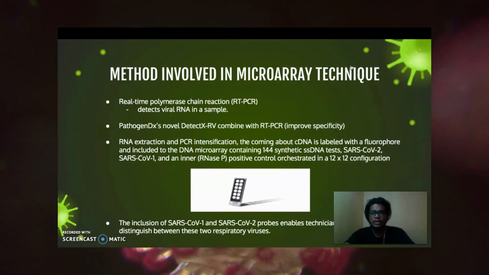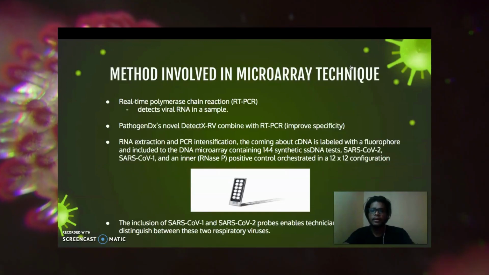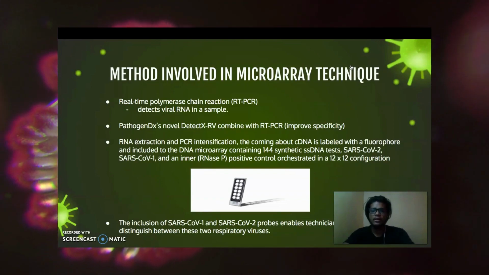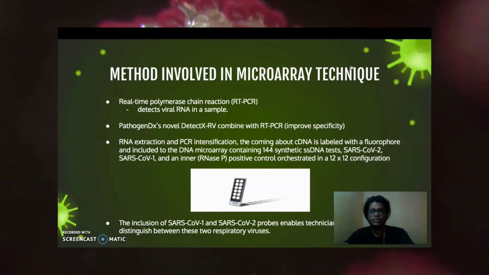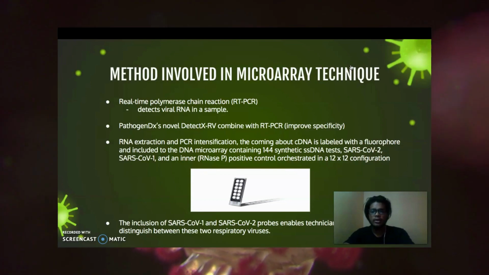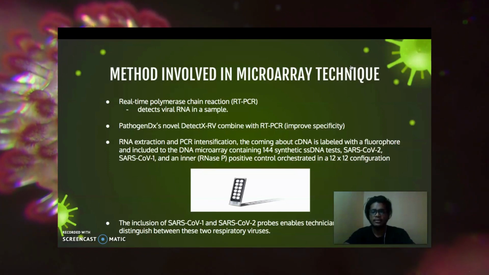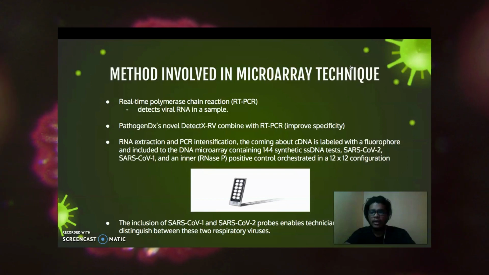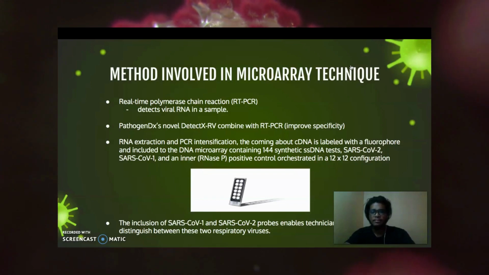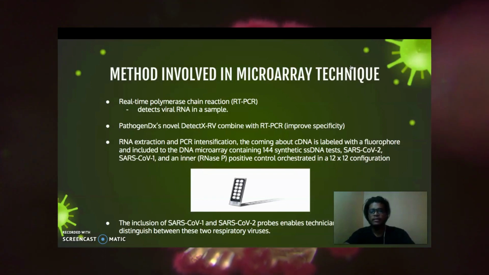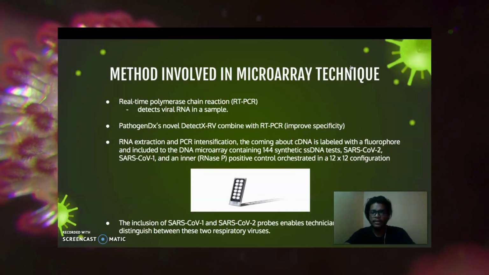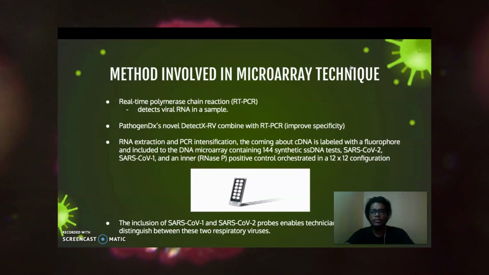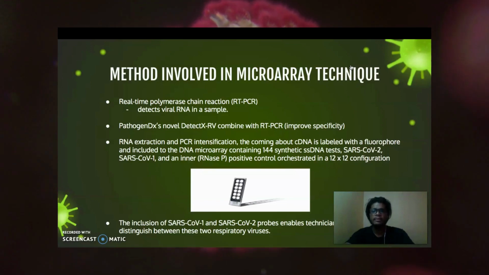The next is the method involved in microarray technology. Currently, much of the diagnostic testing technology for SARS-CoV-2 is based on real-time polymerase chain reaction, which we call RT-PCR, which detects viral RNA in a sample. Major limitations of the RT-PCR diagnostic method are specificity and inability to distinguish between multiple pathogens.